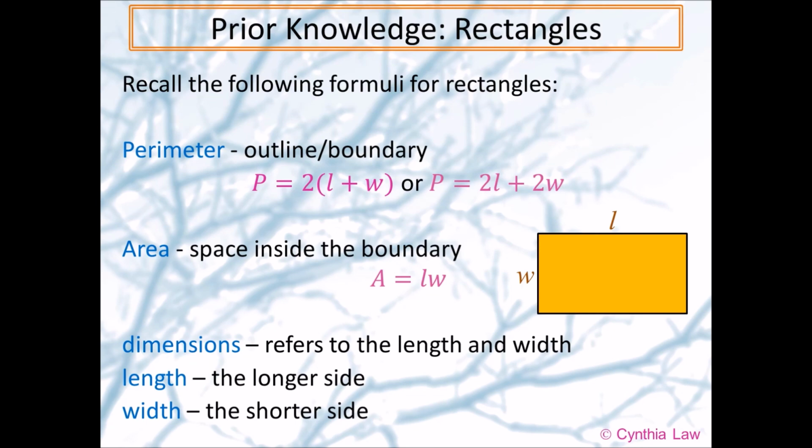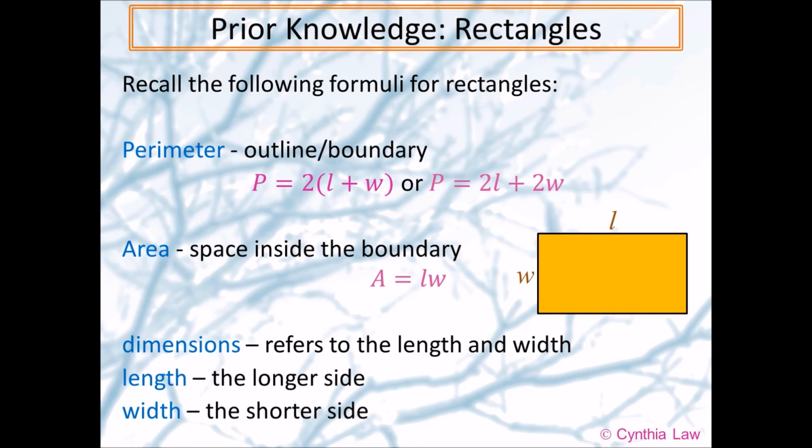So if we want to calculate the perimeter of a rectangle, perimeter refers to the outline or the boundary. Please think about the fence around a garden. So P for perimeter equals 2 multiplied by (the length plus the width), or the perimeter equals 2 times the length plus 2 times the width. Either equation is correct, or both of them are correct.